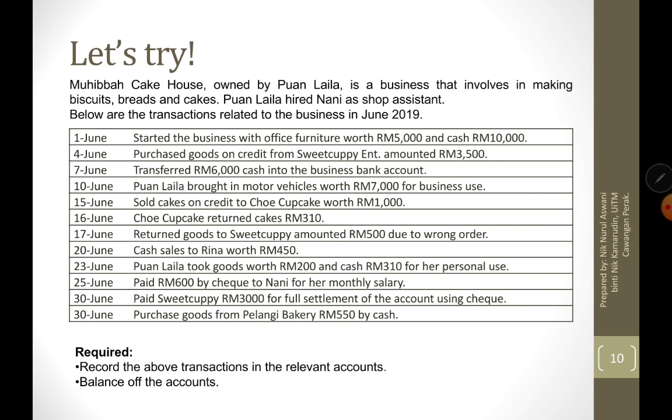Okay, so I will stop here for the lecture. I will continue with this example, Muhibah Cake House. If you still remember, I did this example in the first session on the accounting equation and classification to show the increase and decrease, and also the debit and credit side, which transaction is debit and which is credit, and also the books of prime entry. I will continue with this example in the next session.